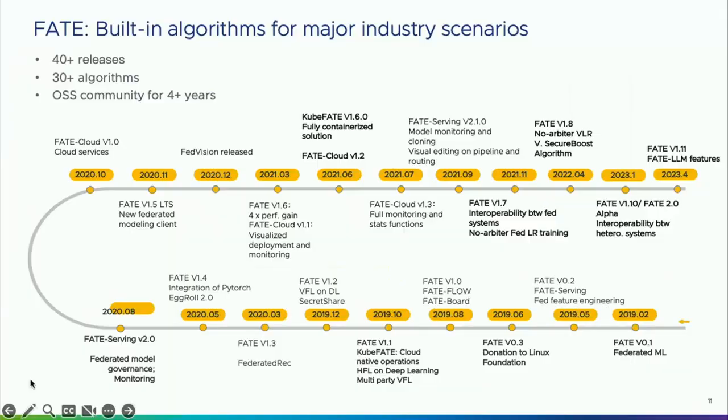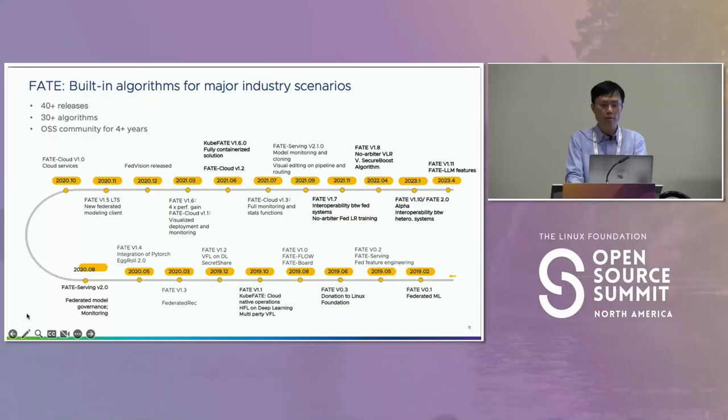Here's the path of the development of the project. It was first open sourced back in February 2019, more than four years ago. It was originally developed by WeBank in China, and they donated it to the Linux Foundation in June 2019. After that, there have been more than 40 releases of this open source project. Most recently, we have 1.10 and also 2.0 for the interoperability of different federated learning systems.